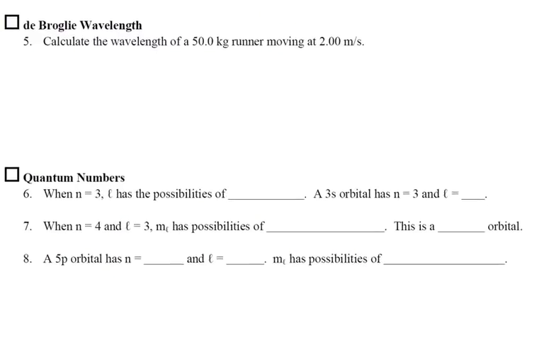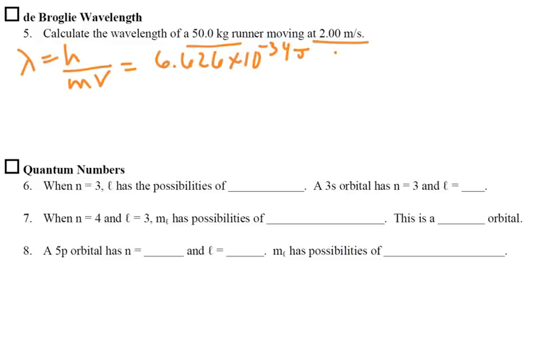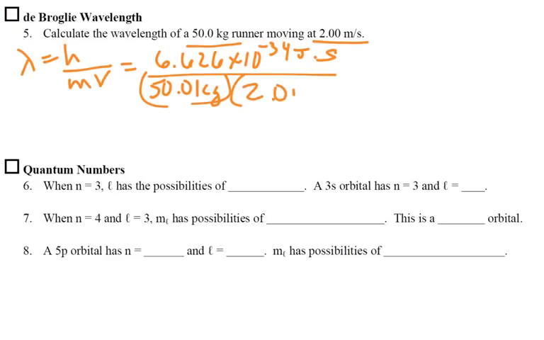Okay, the de Broglie wavelength. We saw that equation earlier, and that is that the wavelength is equal to h over m v, and that's a velocity in this case. So we know the mass is 50 kilograms. We know the velocity is 2 meters per second. So this h we know is 6.626 times 10 to the negative 34 joules times seconds, divided by the mass, which is 50 kilograms, and divided by the velocity, which is 2 meters per second.